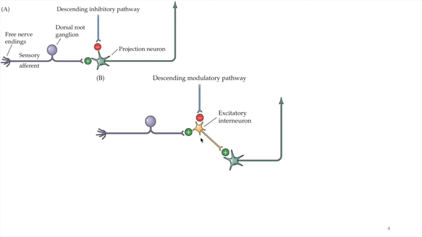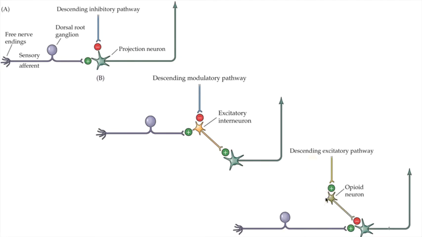So the descending pain pathway can modulate this projection neuron, right? Instead of directly inhibiting this projection neuron, it can mess with an excitatory interneuron. Having an excitatory interneuron gives this circuit more computational power and more of an ability to finely tune or modulate the signal coming into the projection neuron that will take the information up to the cortex.